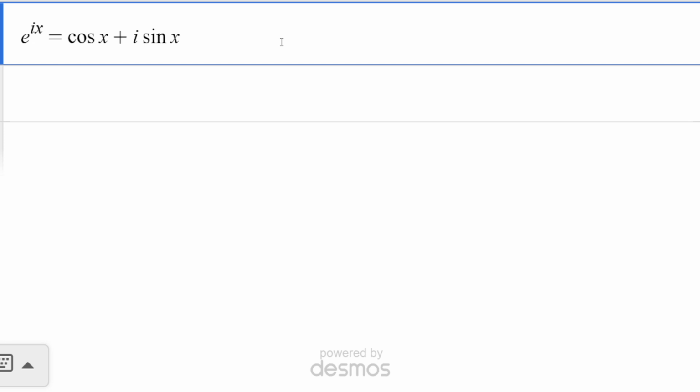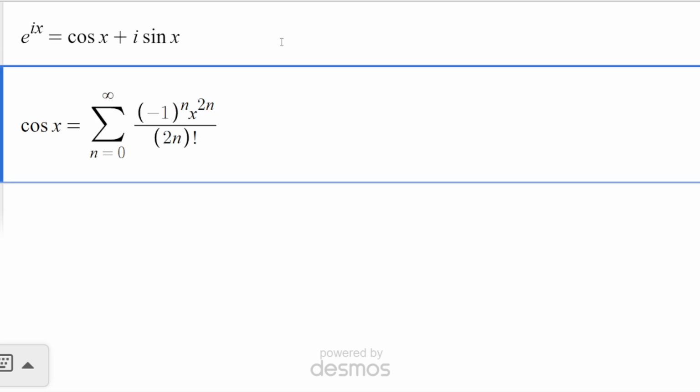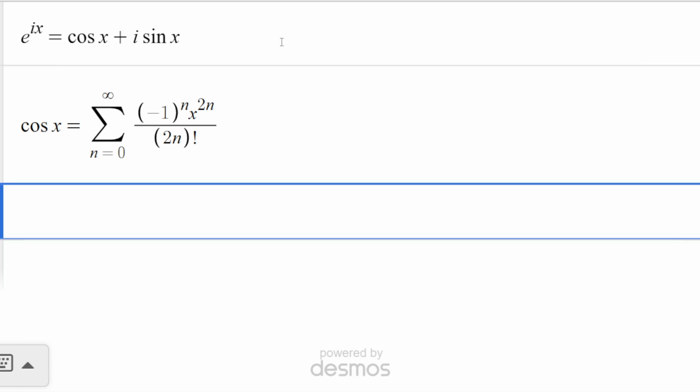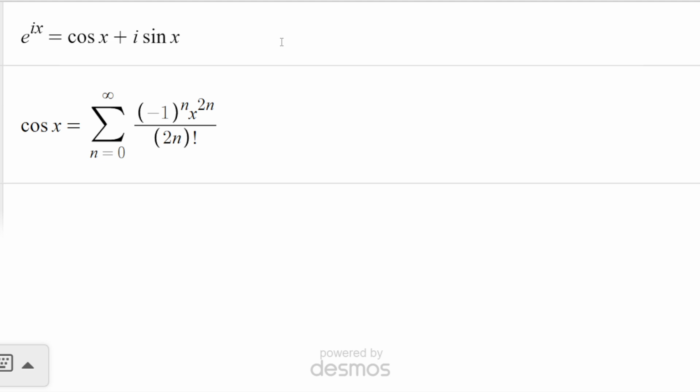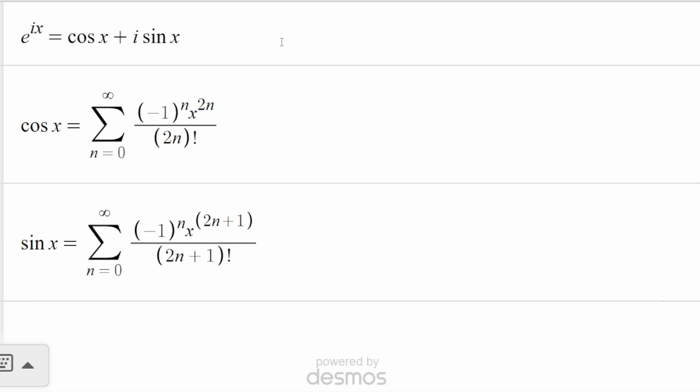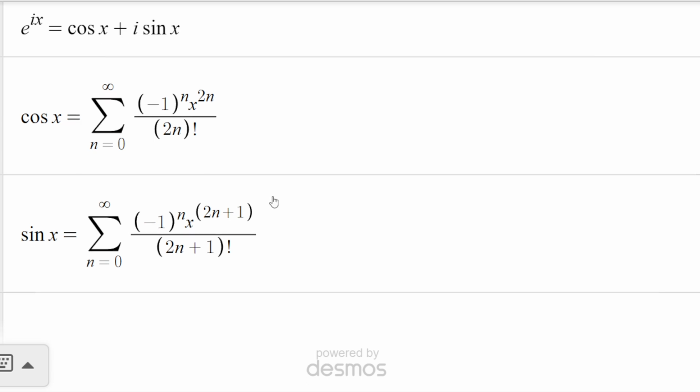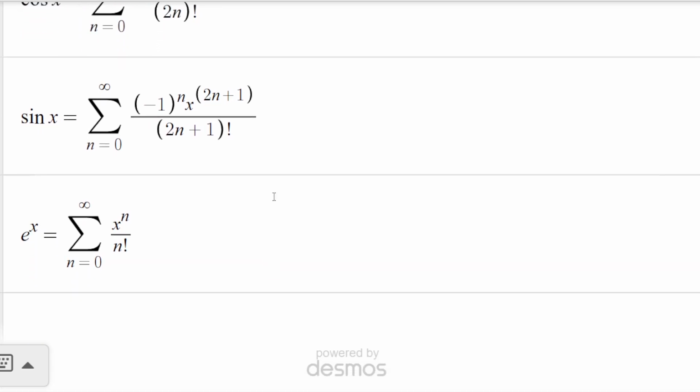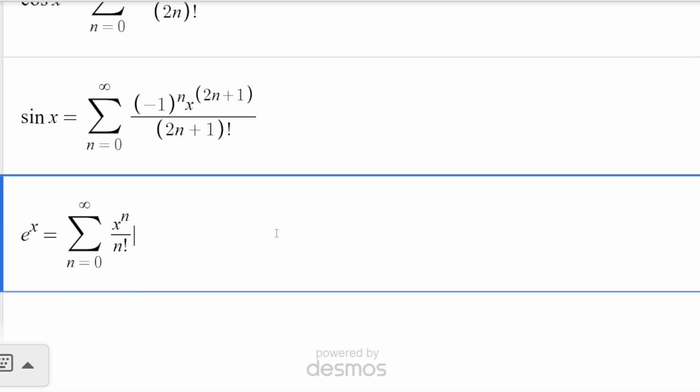Okay, so we're going to need three things. The first thing we're going to need is the Maclaurin series representation for cosine x. And you learn about this in calculus BC if you're in high school, or you'll learn about it your first year in university for a typical calculus curriculum. The second one we're going to need is the Maclaurin series for sine of x. And the third one, of course, is the Maclaurin series for e to the x.